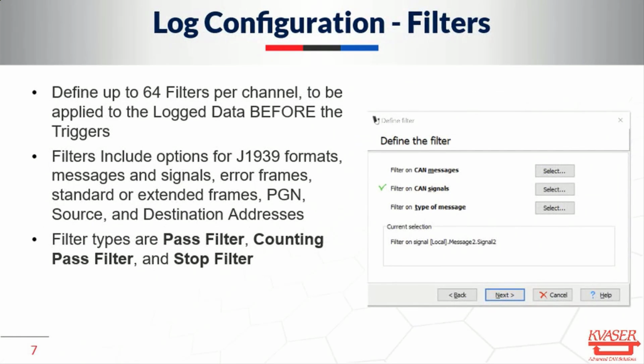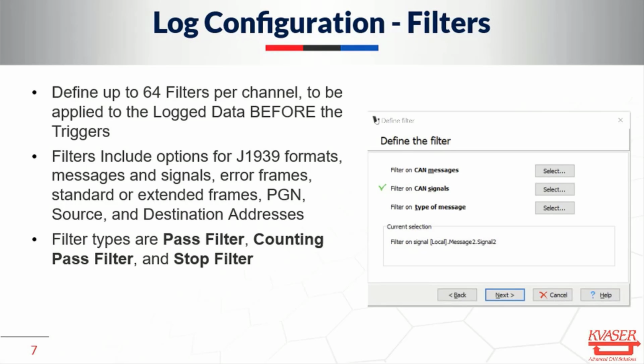For filters, again, one of the most powerful features of the Memorator Pro, the second being the triggers, you can define up to 64 different filters per channel to be applied to all log data before the triggers. So you don't want to filter out your triggers. Be cautious of that. Filters include options again for J1939 formats, messages and signals, error frames, standard or extended frames as well, PGNs if you have J1939 mode selected, and destination address.